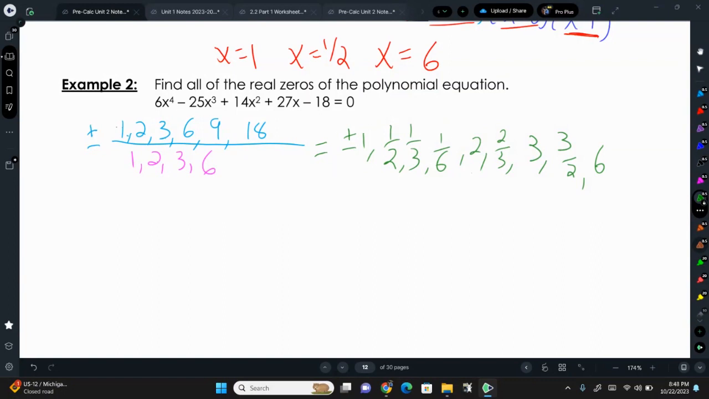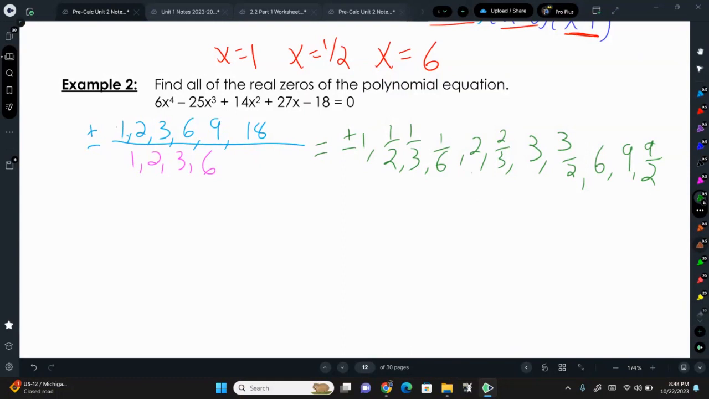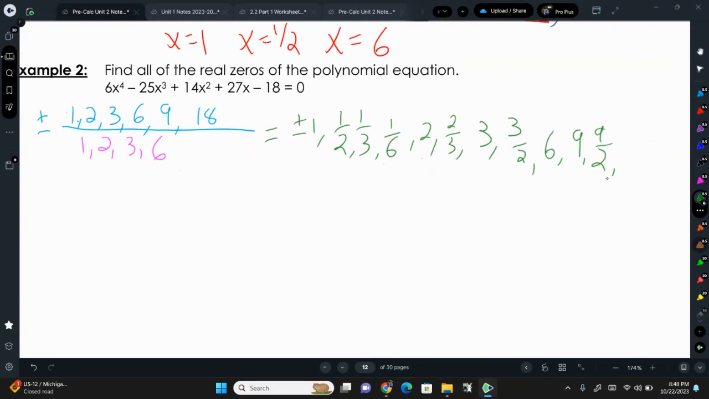So then we have 9 over 1, so just 9. 9 over 2. 9 over 3 is 3, and we already have that written down. 9 over 6 reduces down to 3/2, we already have that. And then we have 18 over 1. And then 18 over 2, we already have that as 9. 18 over 3 is 6, we already have that. And 18 over 6 is 3, we already have that. So we have all these zeros here, 1, 2, 3, 4, 5, 6, 7, 8, 9, 10, 11, 12, but then also the negatives. So we have 24 possibilities.